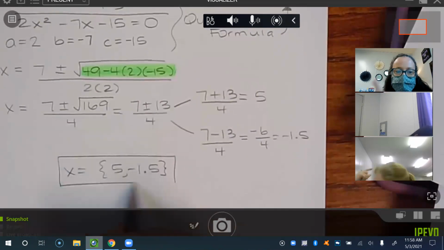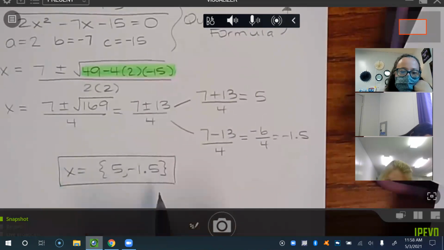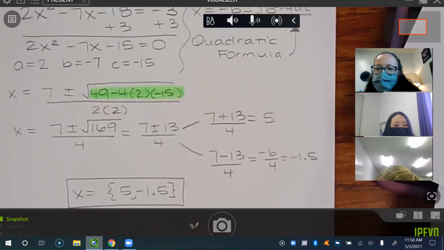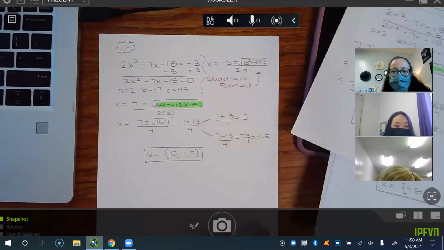So on Delta Math, I'd have to hit the plus to add another space for my answer. And there you go. That's a review of the quadratic formula. And guys, you probably remember it, but it's not going to hurt to go over it again.